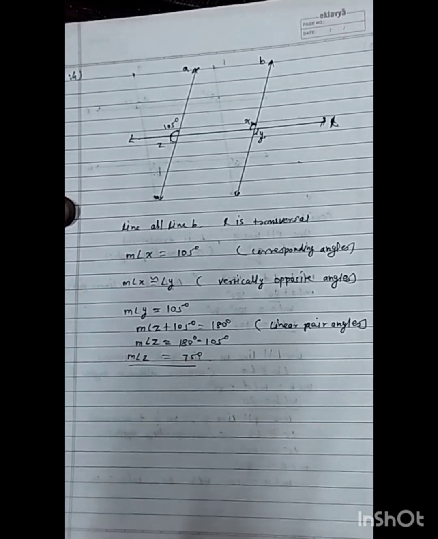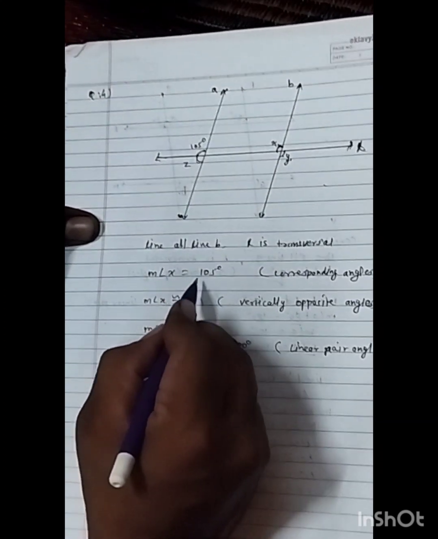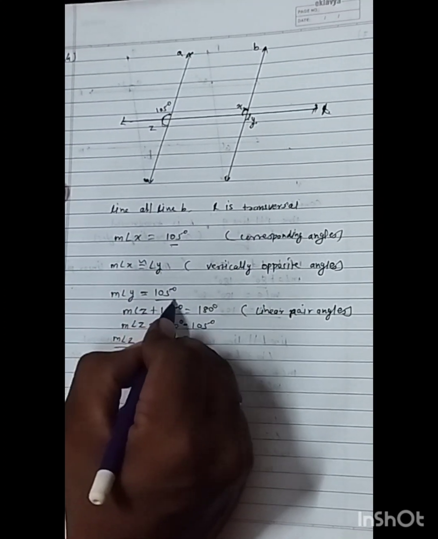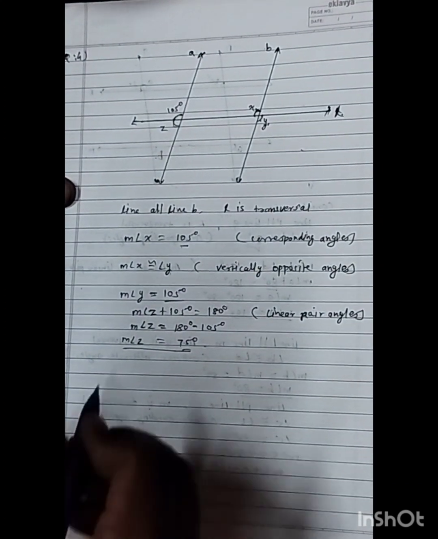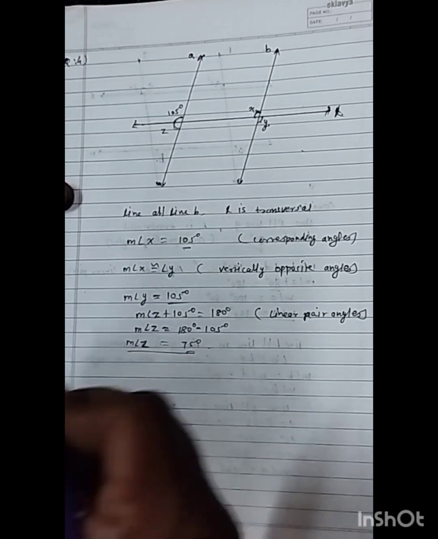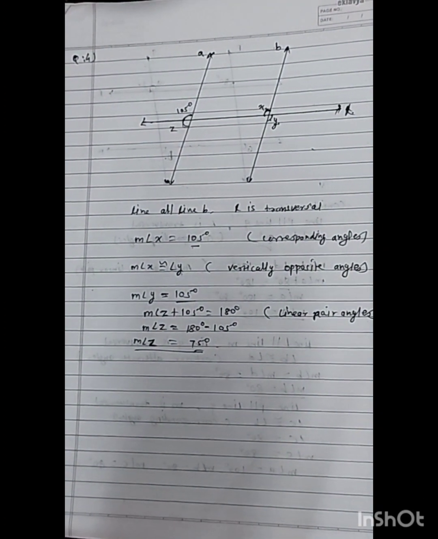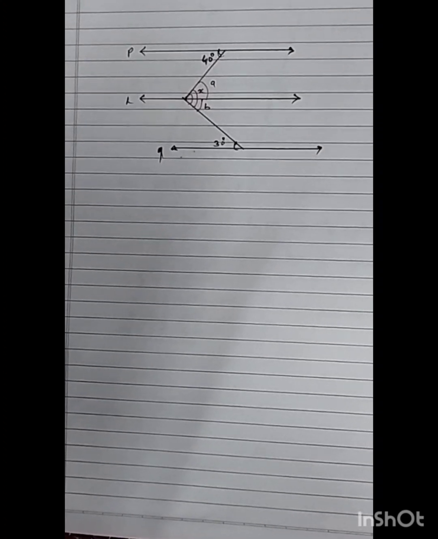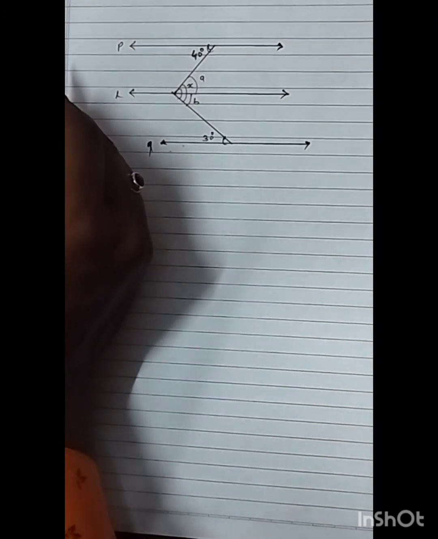So measurement of angle Z is equal to 180 minus 105 degree, so we will get 75 degree measurement of angle Z. And we were asked this only: measurement of angle X 105, Y 105, and measurement of angle Z is equal to 75 degrees. So like this we got the question number 4 answer. See now students, let's do question number 5, that is the same, practice it.